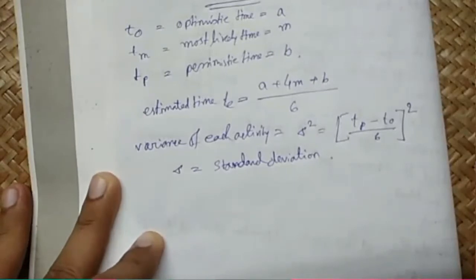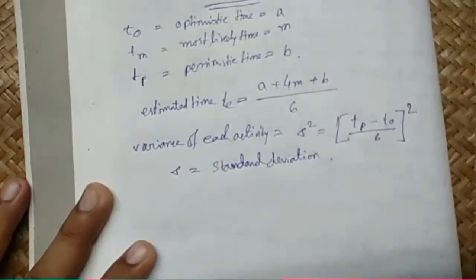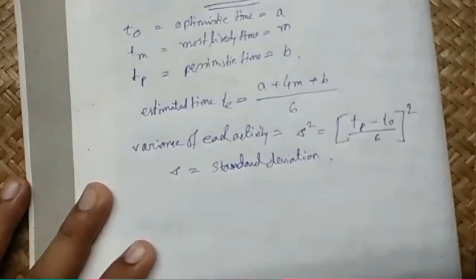Any question? Yes, sir. Sir, the variance of each activity, we can simply write sigma equal to (Tp minus To) by 6. Why in the square form? Because if we find sigma, that will be the standard deviation, and variance is also required for calculating this analysis. Okay, sir.